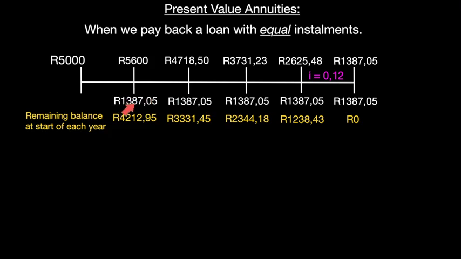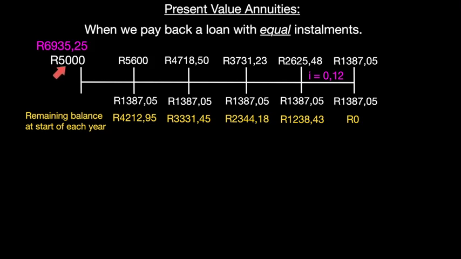Once we know the equal payment, we multiply it with the amount of payments that we had to make. So let's say this 1,387 Rand and 5 cents and we made 5 payments. We get an amount of 6,935 Rand and 25 cents. That was the total amount of money that we actually paid. So if we want to know what the purchase price was including all the interest, we just simply take these equal payments and multiply it with the amount of payments that we had to make. But this 5,000 Rand is just the present value or just the purchase price.